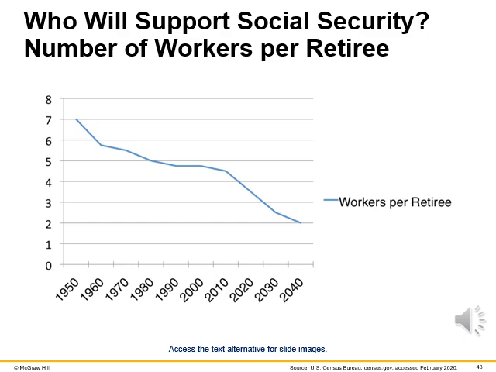Let's talk about who's going to support Social Security in the future and what it looked like in 1950 and the number of workers per retiree through what we expect it to look like in 2040. The vertical axis plots the number from 0 to 8 in increments of 1. The horizontal axis plots the years from 1950 to 2040 in increments of 10. The graph line falls from 7 workers per retiree in 1950 to 4.8 workers per retiree in 2000 and ends in 2040 with 2 workers per retiree.